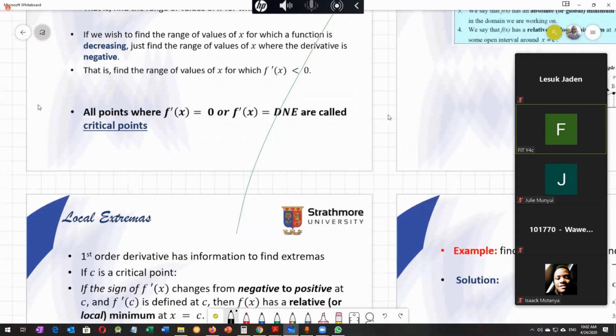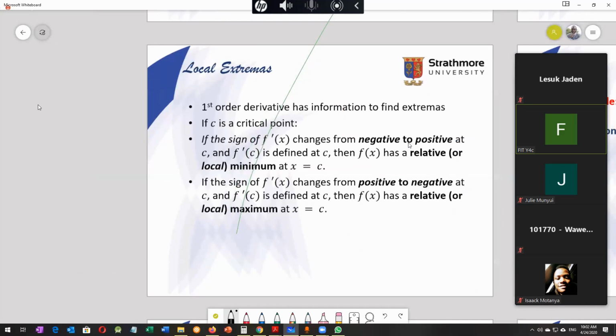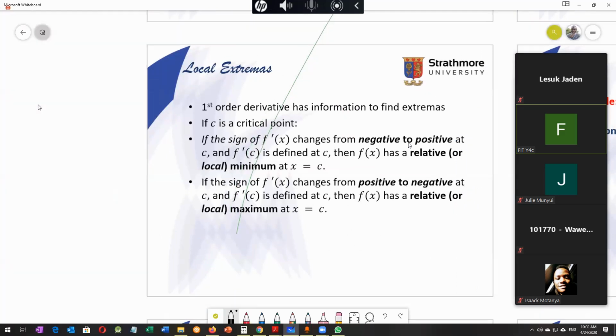I want to point out the following. The extremas. We have two types of extremas, the local and the global. We'll be interested in these things. So first order derivative has information on how we can find the extremas. And you can read here, if the sign of f prime of x, which is the first order derivative, changes from negative to positive. And you can actually read these 2 points here.